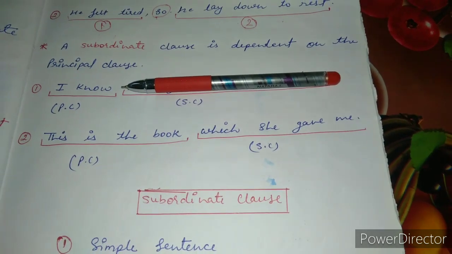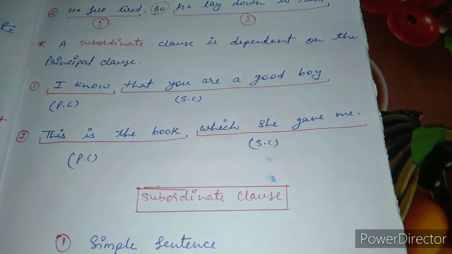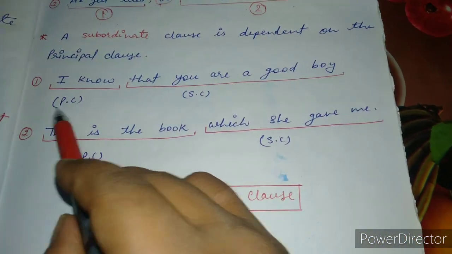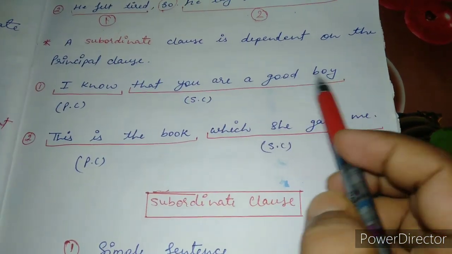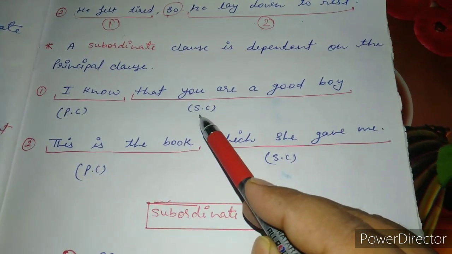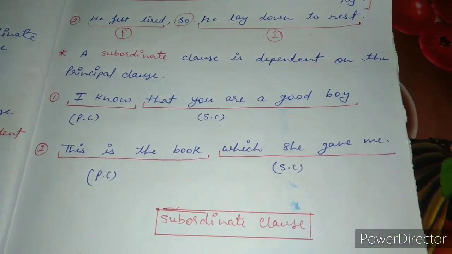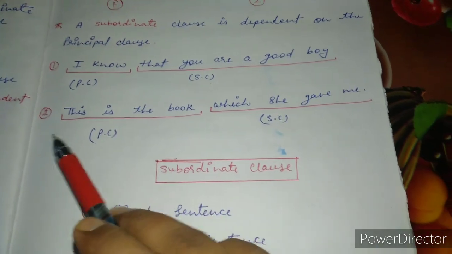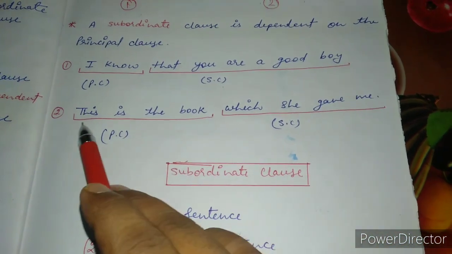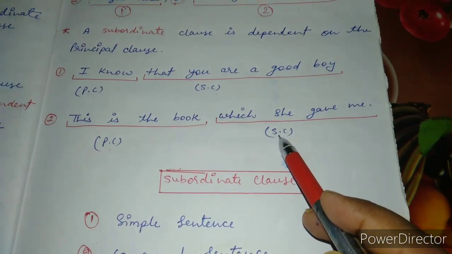It can be a matter of curiosity. So what you know, you have to write this word. I know that you are a good boy. So I know is a principal clause, but that you are a good boy, starting with that, this sentence will go in subordinate clause. Subordinate clause means आप कह सकते हैं helping clause, you can say. Then next example: This is the book which she gave me. This is the book is the principal clause, which she gave me is the subordinate clause.